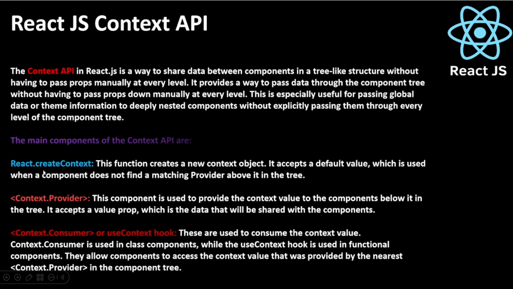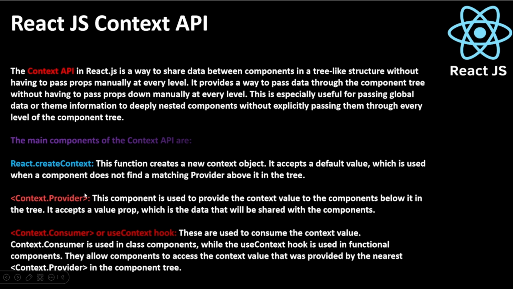So here are a few things, guys, on how you are going to create this context API using React.createContext. The function creates the new context object. It accepts a default value, which is used when a component does not find a matching provider above it in the tree. So there are two things, guys, in React context.